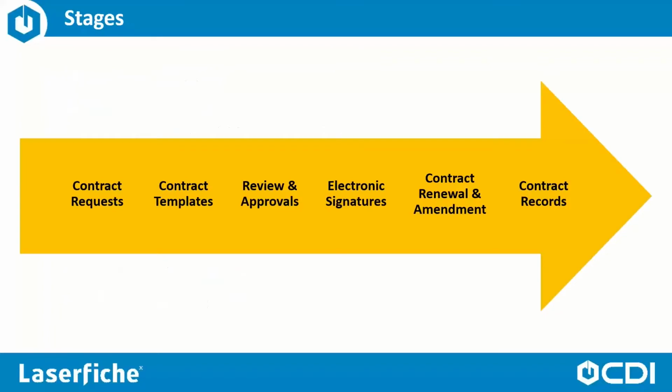So we're going to start with the stages of contracts. Of course, there are different types of contracts, but for the most part, they all kind of fall in line with this. You get a contract request, or you need to request a contract for services or something like that. You need to then go through the contract template, creating that, making sure that you've got all your I's dotted and T's crossed. And then you've got your review and approvals, electronic signatures, renewal notifications and amendments, and then ensuring that your contract is set up with the appropriate retention for your firm and your needs.